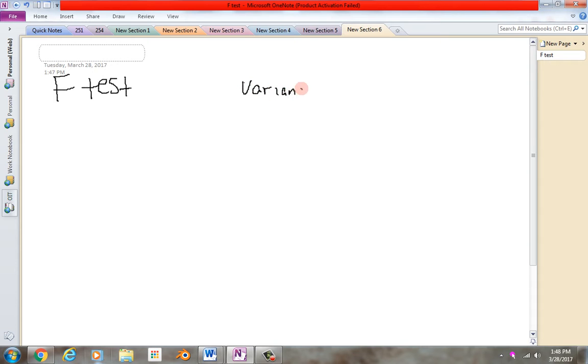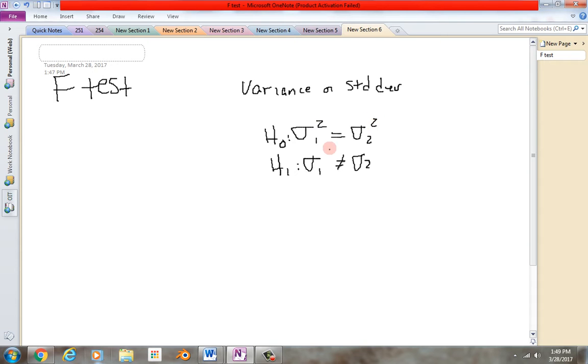So what we're going to be testing is the variance or standard deviation between population 1, let's say, and population 2. So maybe we'll claim that there's no difference in their standard deviation versus, well, there is. Make sense? So that's what this test is going to be about, and whether it's variance or standard deviation, either one, the test is the same. We're going to compute, wait for it, an F statistic.